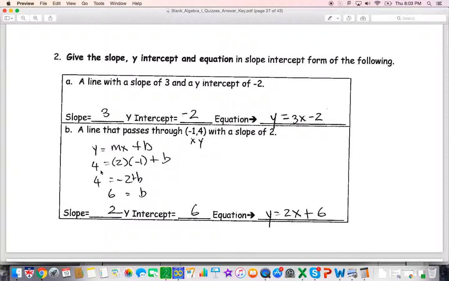And we can go ahead and simplify and solve for b. 4 equals -2 plus b. And now we get that b is equal to 6 when we isolate our b. So now, since we've been given that the slope is 2, and we found that the y-intercept is 6, we now have the slope 2, the y-intercept 6, and we can write our equation. Y equals mx plus b, which is y equals 2x plus 6.